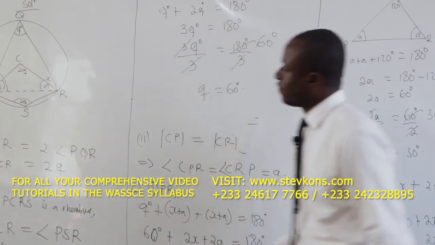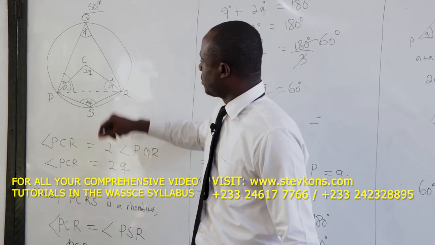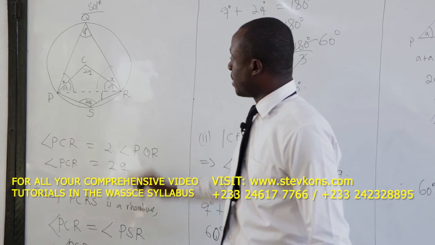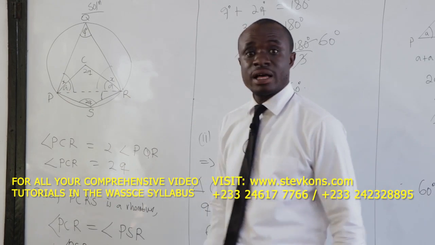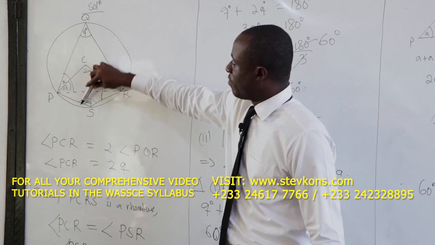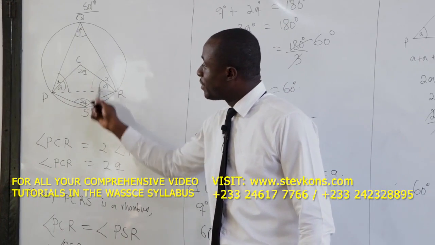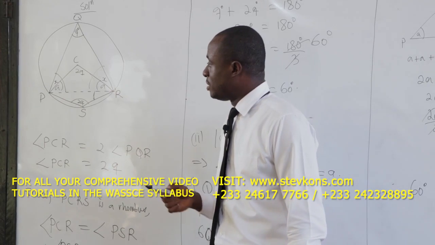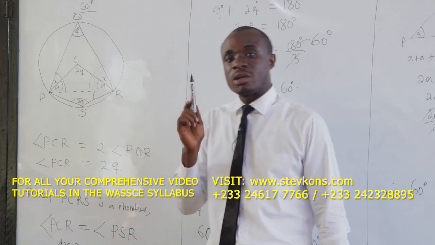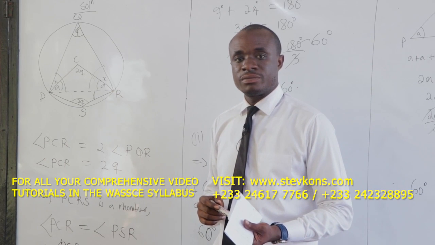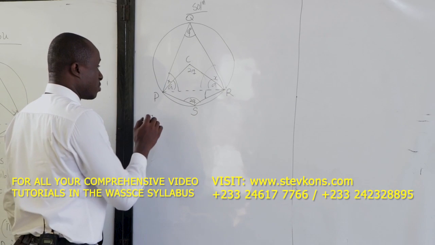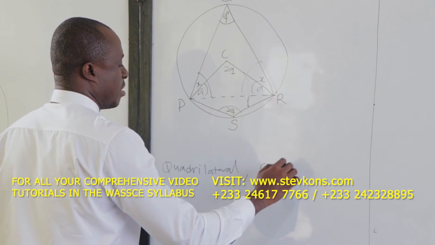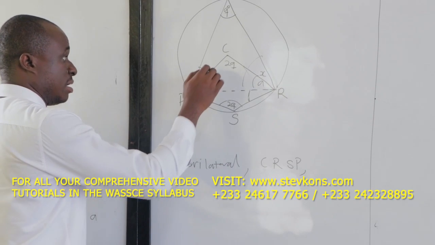Now, the next thing is for us to find QRS. Now, QRS is made up of what? The angle over here plus this angle. So what is this angle? Let's see. But we know that this angle plus that angle are equal. Rhombus, opposite angles are equal. The angle over here plus this angle over here, opposite angles are equal. We can add all of them, and because CRSP is a quadrilateral, it will be equal to 360, because sum of angles in a quadrilateral equal to 360 degrees. Now, so when we take that quadrilateral, CRSP.